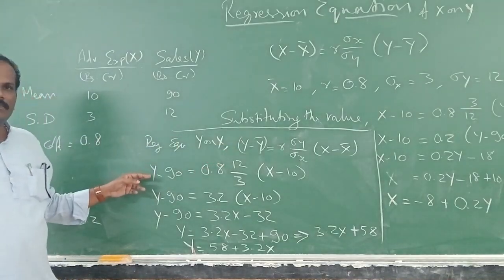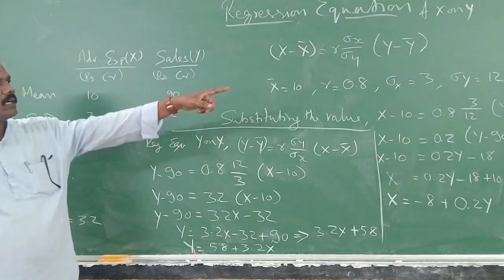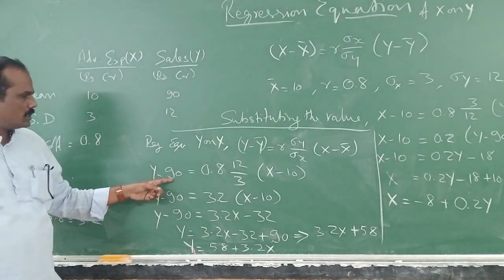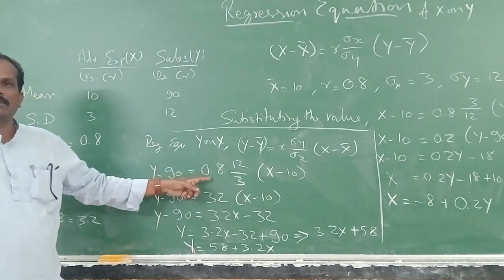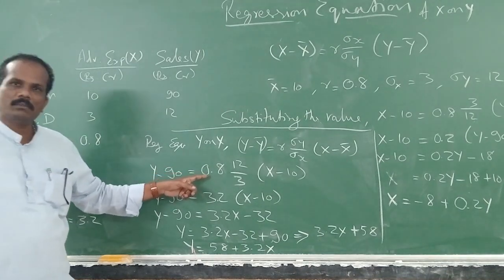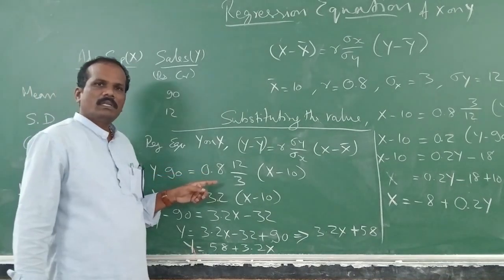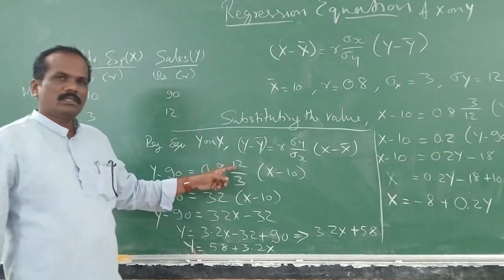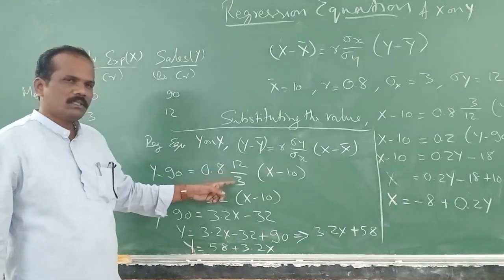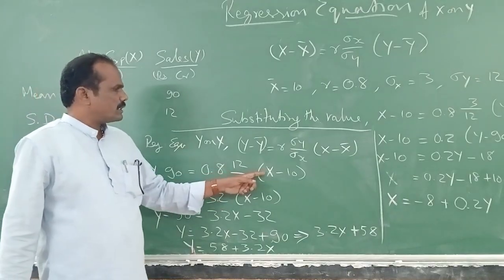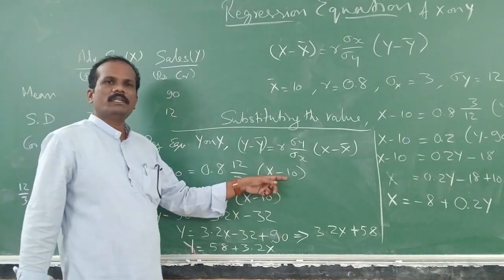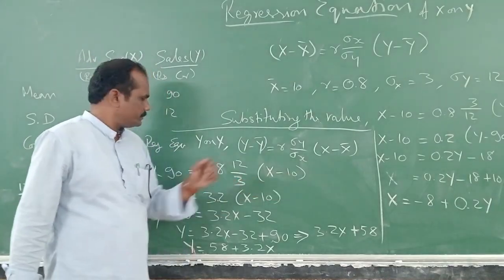The y mean is 90 crores, and I have placed that 90 crores. It is equal to the r value. The r value is nothing but the correlation coefficient, which is 0.8, that I have put here. The standard deviation of y is 12, the standard deviation of x is 3, and x minus x bar, the mean value of x is 10, right?